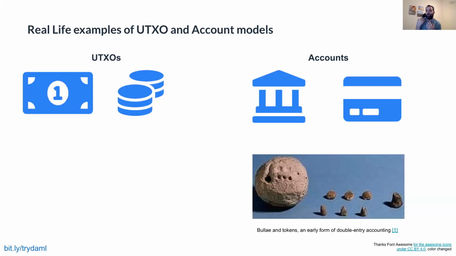And when it comes to public blockchains and private blockchains, or these other types of ledgers where we're recording these things, you can imagine that the UTXO side is very much these discrete units and the account side are these more general units. And bullae, even though I have them under accounts, are kind of somewhere in between. They're very interesting, double entry accounting, where, as you can see, there are these little bones or rocks, and there's this clay ball on the left.